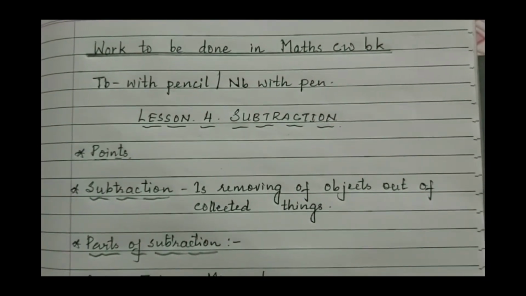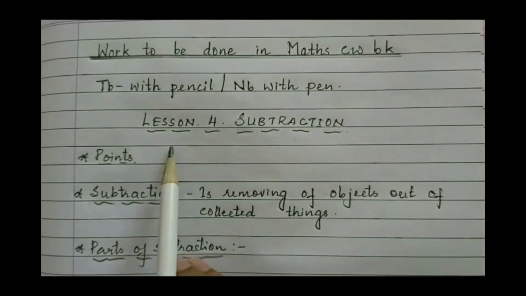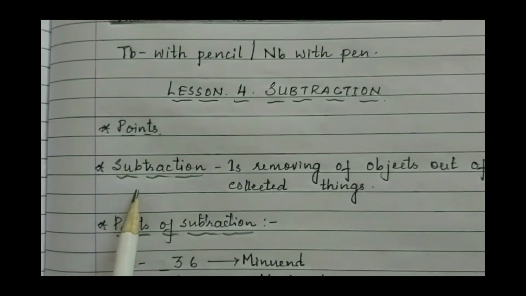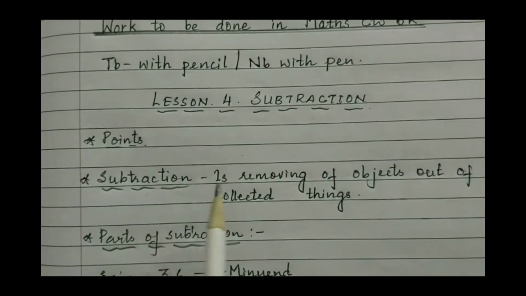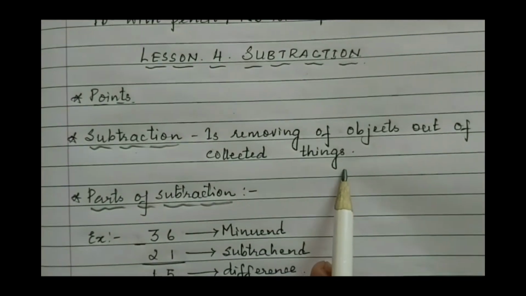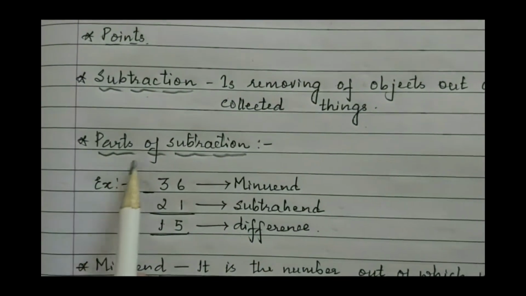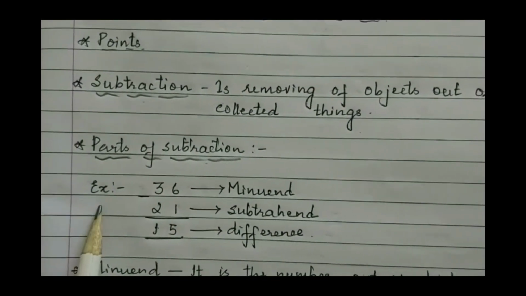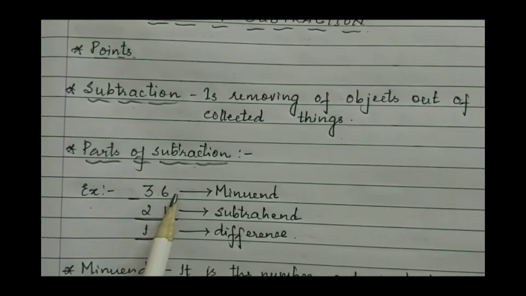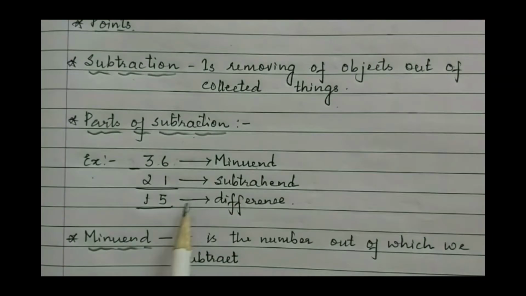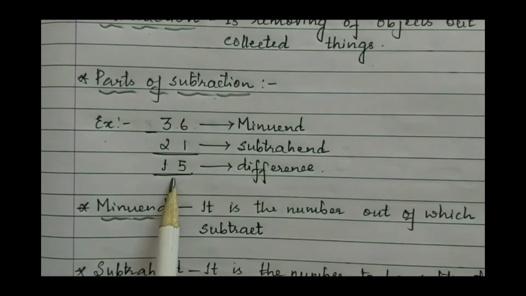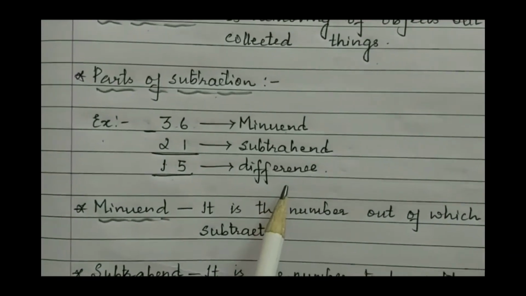Today we are going to begin with chapter number 4, that is subtraction. What is subtraction? Subtraction is removing of objects out of collected things. Parts of subtraction. Let us take an example, that is 36 minus 21. The first one we call it as minuend. The second digits we call it as subtrahend, and the answer we get after subtraction we call it as difference.